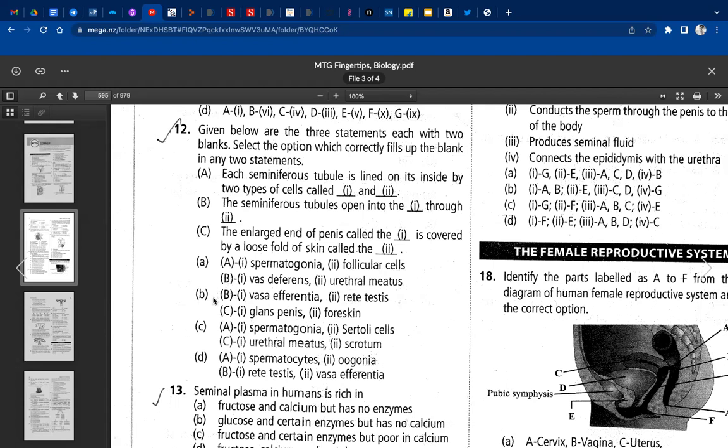So what would be the complete answer for A? Each seminiferous tubule is lined on its inside by two types of cells. This was exactly what we were discussing just now. Inside the seminiferous tubule, there are only two kinds of cells, spermatogonia and Sertoli cells. Outside the seminiferous tubule are the Leydig cells. So for A, the correct answer would have been spermatogonia and Sertoli cells. I think on the basis of which many will choose C as the right option, but that's not the right option. Do you understand, people?